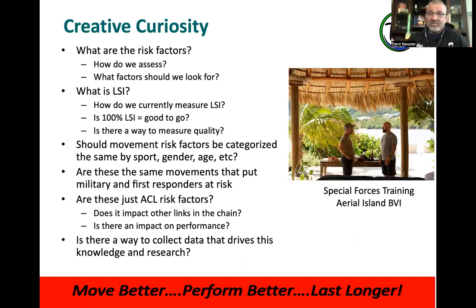Does dynamic valgus just affect the knee, or is there an effect on the hip? Is there an effect on the ankle? And then finally, is there a way to leverage what we see with our eyeballs? Like when we see somebody moving all jacked up, is there a way to leverage technology that we can capture that in mass data form? Because that to me would tell us a lot.